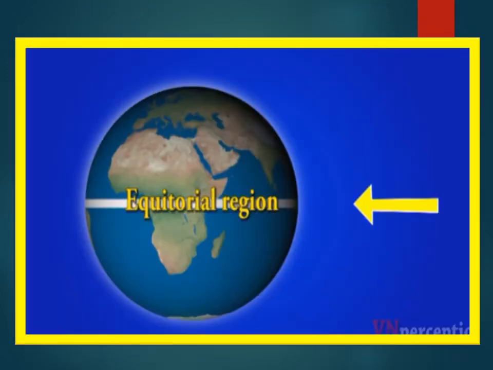Now which is the equatorial region? It is the region between the two tropics. As I told you, we have discussed it, 10 degrees north and 10 degrees south. They receive the direct rays of the sun, making this region very, very hot. Continuously they are receiving the direct rays of the sun.